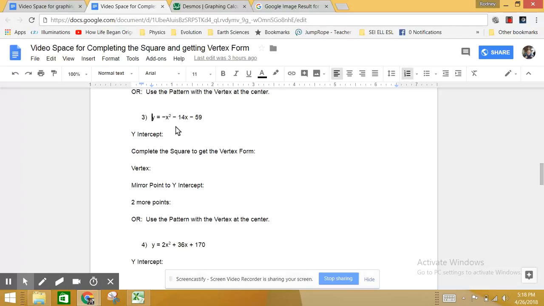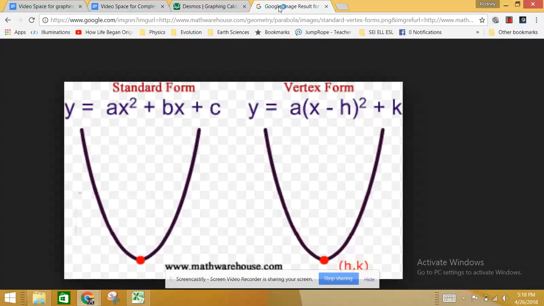Before we do anything, though, I want to remind you what the vertex form looks like. Remember, thanks to mathwarehouse.com, I found this nice little image. The vertex at (h, k) right here is y equals a times (x minus h) squared plus k, where the vertex is at (h, k). That's vertex form. Then there's something called standard form, which is the form you've been more familiar with, ax squared plus bx plus c. And then there's another form that you've seen, which is factored form, where you've got x plus something times x minus something.